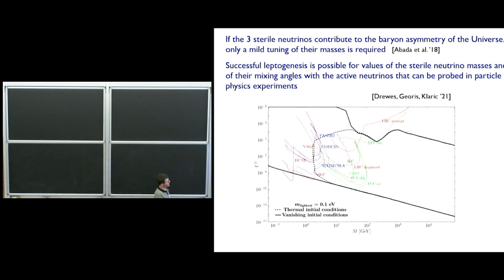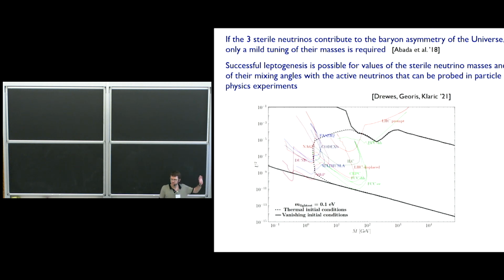And here you have the various experiments we were talking about previously: the DUNE near detector, SHiP, a beam dump experiment, FCC-ee. So you see that this parameter space where leptogenesis can work can also be probed experimentally.